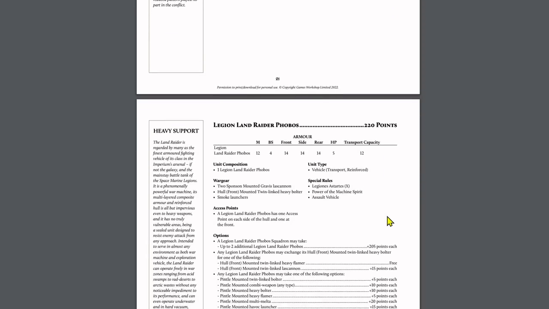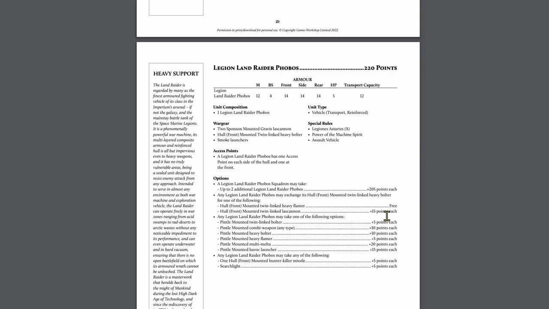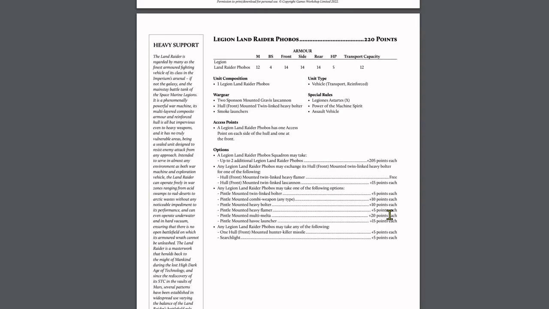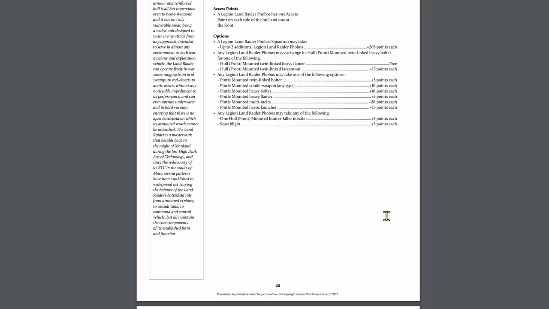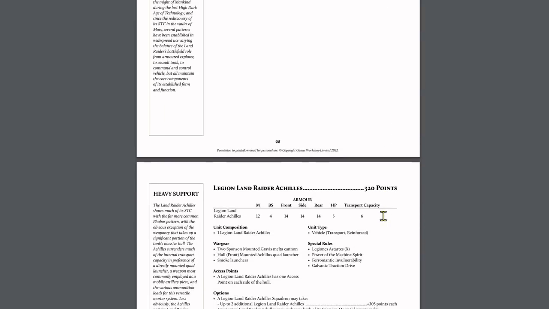Land Raider Phobos, as far as I can see, is a literal copy-paste of the Proteus Carrier, which is fine. The only difference is you can't take it as a dedicated transport because it's not in any of the unit entries, but nothing wrong with that, I don't think. I think the rules for that being the same are all good.